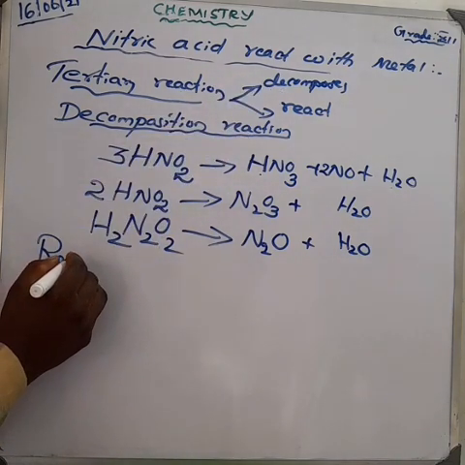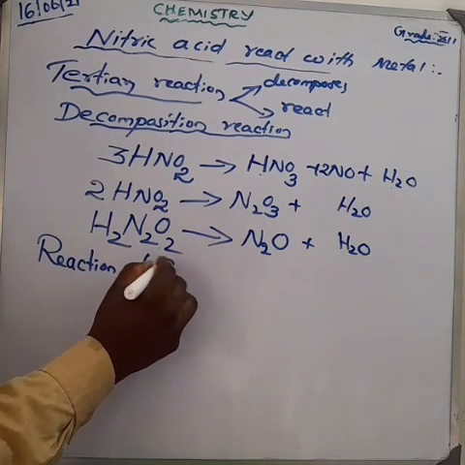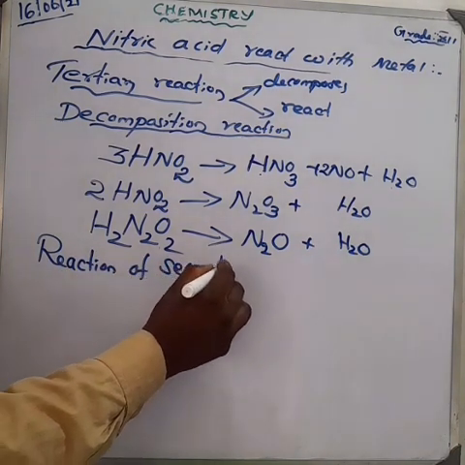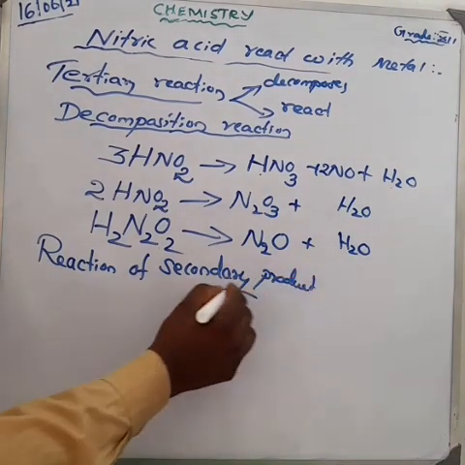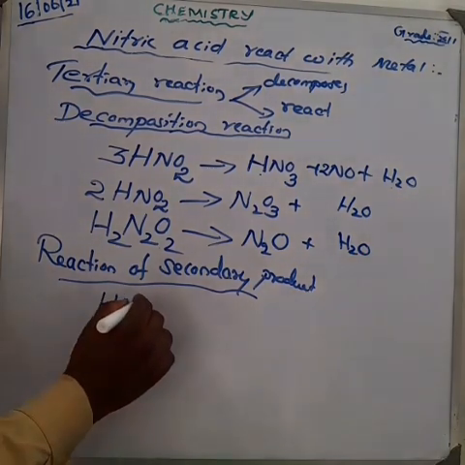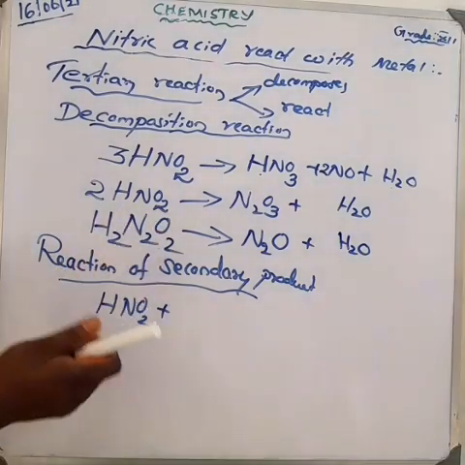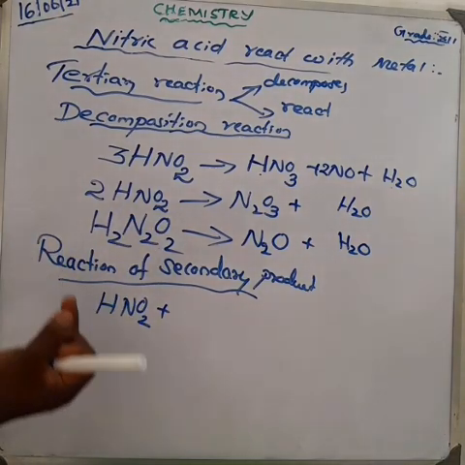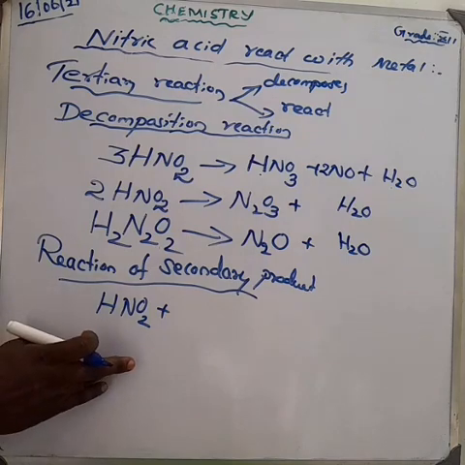Next one is about reactions of secondary products. That means the secondary products reacting with nitrous acid. With the secondary products, I am taking three important products. One is ammonia. Second one is hydroxylamine. Third one is nitric acid. These three products I am taking.